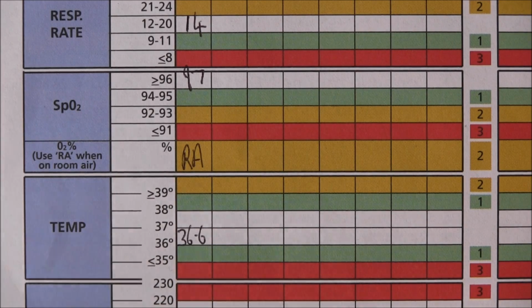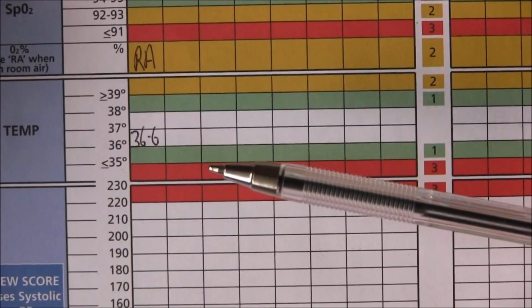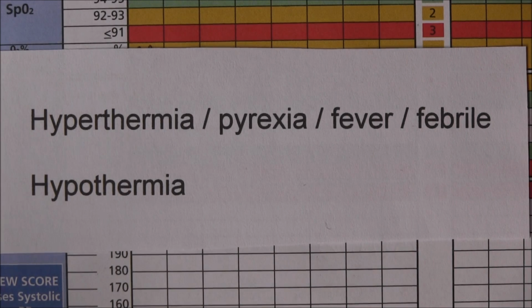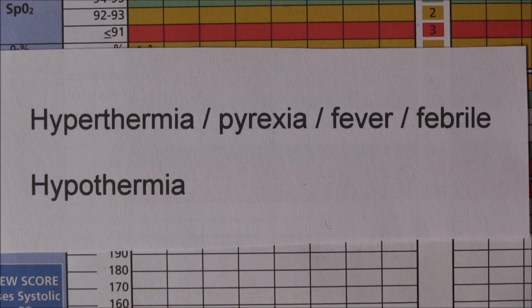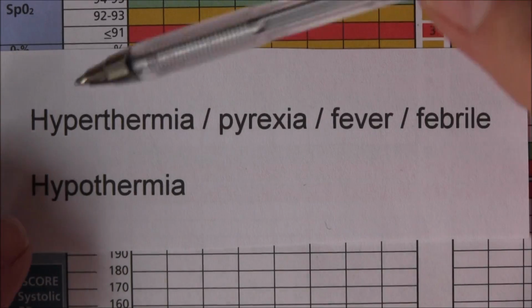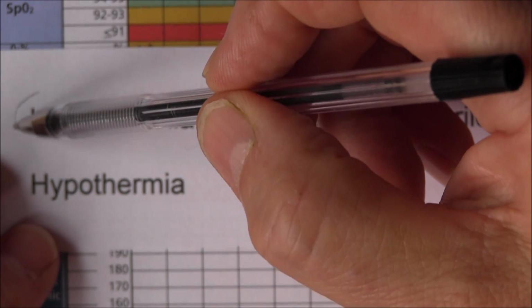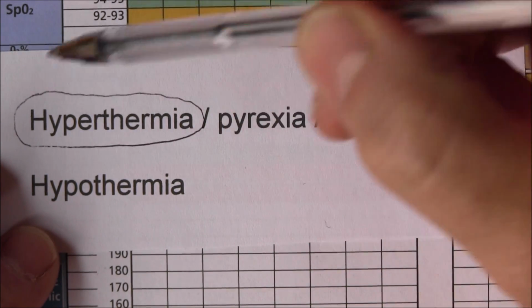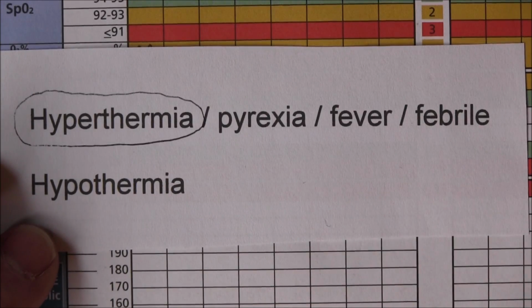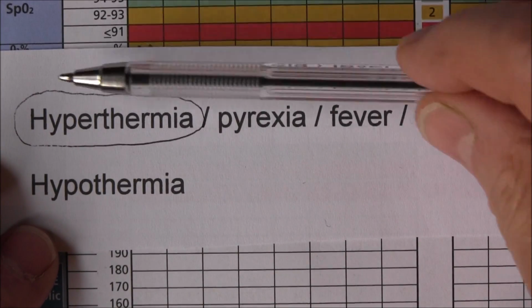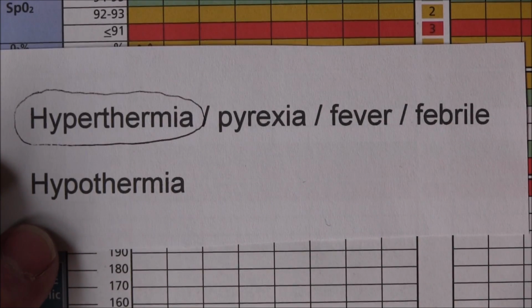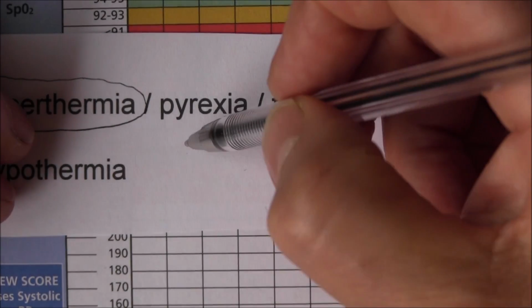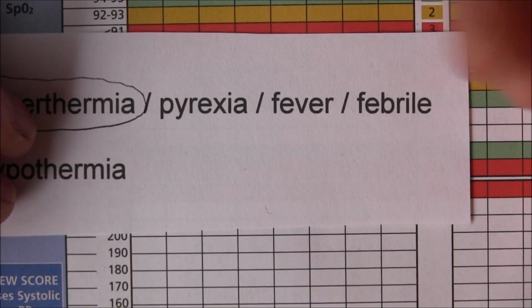Now moving on down to the next criteria, we're looking at temperature. Now the temperature's high, that can be a hyperthermia, pyrexia, fever, febrile. Now hyperthermia means that the patient's temperature is high, usually for environmental reasons, and the set point in the hypothalamus is at the normal level. It's just that the body temperature is above it, and in that situation the body will try to bring the temperature down. Now pyrexia means that the temperature is high because the set point in the hypothalamus has been raised.